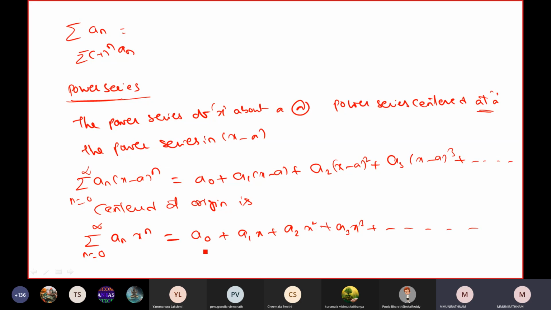Here a naught, a1, a2 and so on are called coefficients.